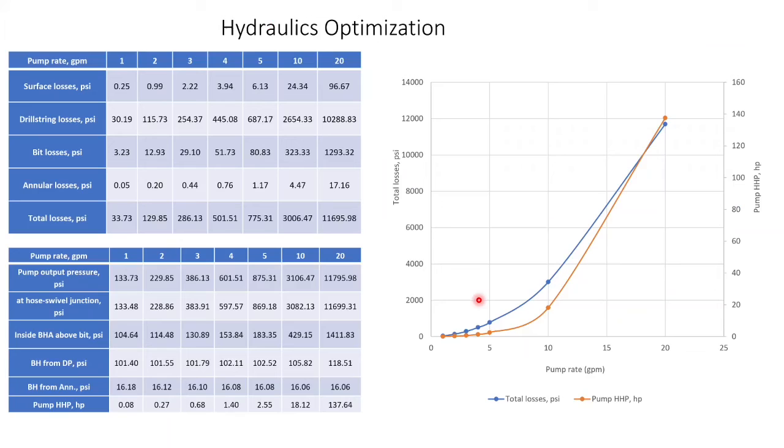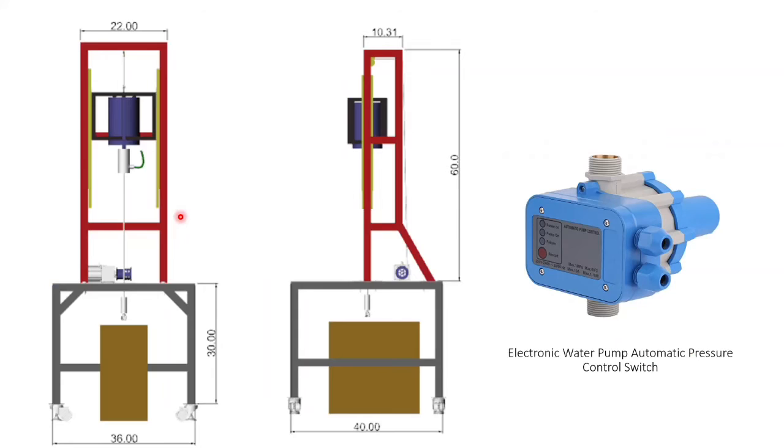In order to maintain that pressure required at 2 gallons per minute, we would be making use of an electronic water pump automatic pressure control switch fitted to the downstream of the pump.